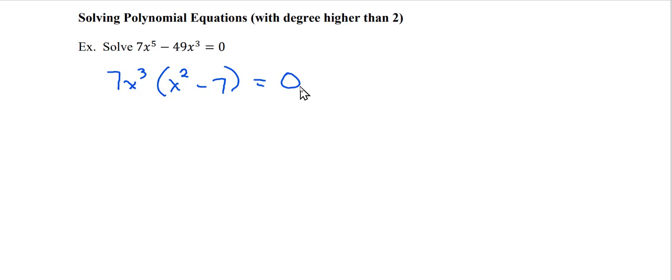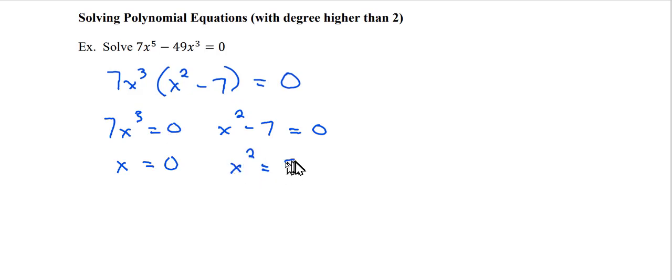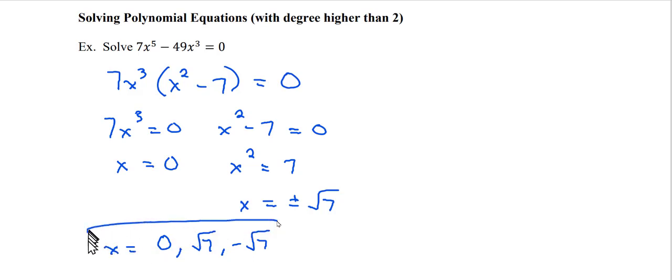And then, just like we did with factoring a quadratic, we can set these factors equal to 0 using the zero factor property. Well, this one's easy. You divide by 7, you still get 0. You cube root it, you still get 0. The only way this statement can be true is if x is 0. This one we're going to solve using our square root property. x equals plus or minus the square root of 7. So we have three solutions here: 0, square root of 7, negative square root of 7 for x.